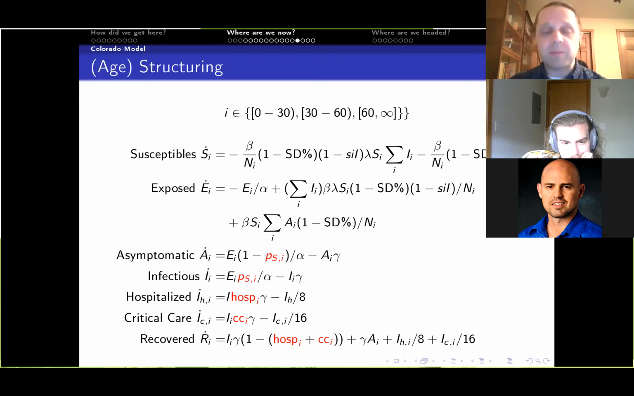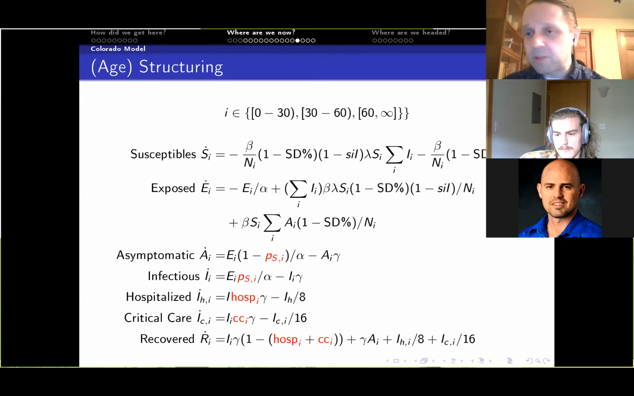And so we ended up coming up with three different categories based on the statistics of somebody between 0 and 30 years old, 30 to 60, and then above 60. So we have basically a three age structure. So there's three copies of this SIR model, and really the red parameters there are what is the difference between each of the categories: hospitalization rates, rates going into critical care, probability of having symptoms, these types of parameters.